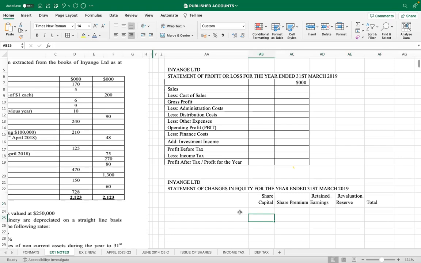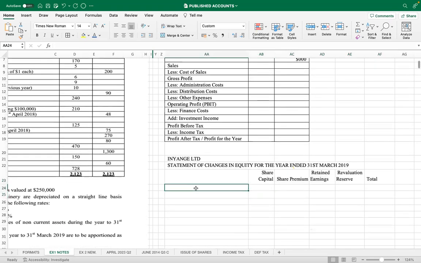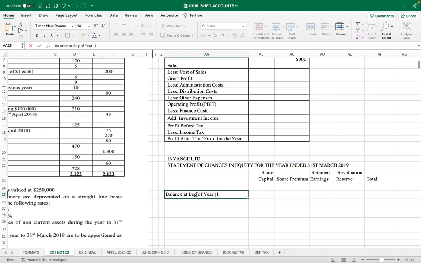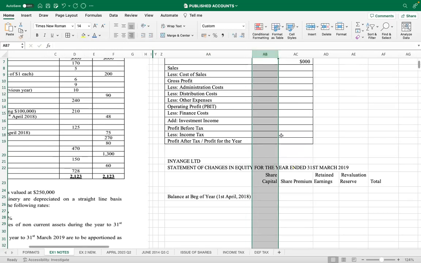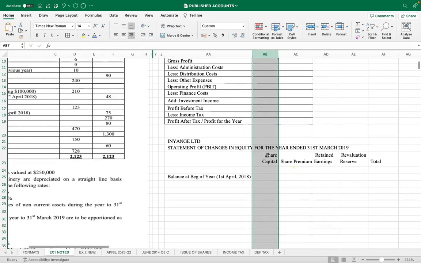Okay, so what was the beginning of the year? So I can start with balance at the beginning of the year. At beginning of the period of the year, and that date is 1st April 2018. That is our beginning of the year. Okay, so share capital, all that we will post as we continue.